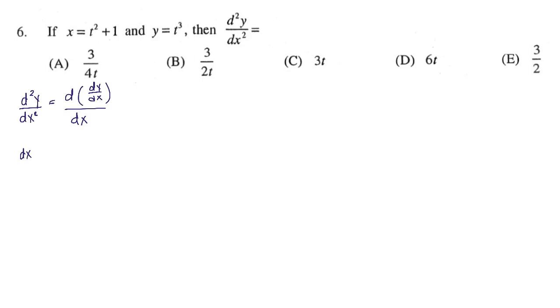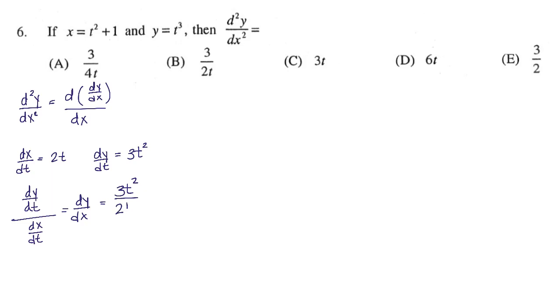So dx/dt is going to be 2 times t, and dy/dt is going to be 3t squared. And to get dy/dx, we will divide. So we see that dy/dt over dx/dt simplifies just to be dy/dx. And so we're going to take our 3t squared and divide it by 2 times t, and then that's going to give us 3 over 2 times t.